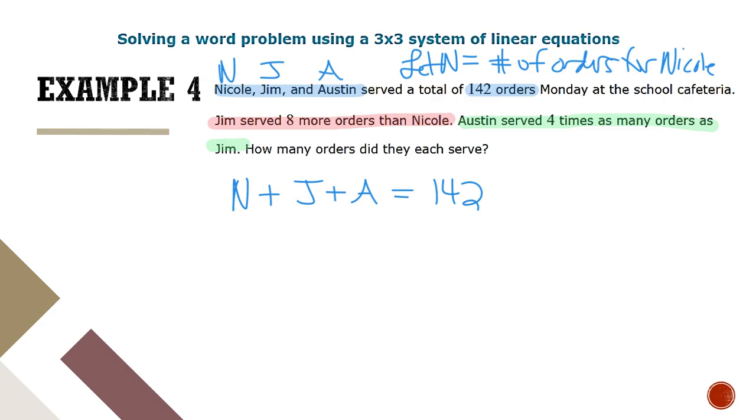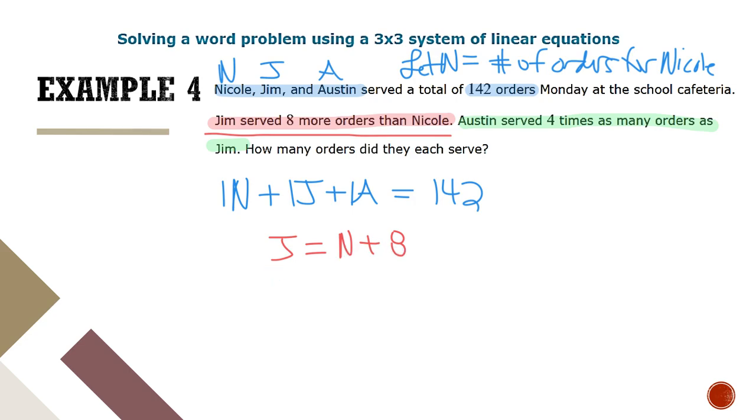Just remember, there is a coefficient of 1 in front of all of those, which you do not have to write, but that is just something very useful in some cases. So now the next thing is looking at "Jim served 8 more than Nicole." So Jim is in fact Nicole plus 8. He has 8 more than Nicole, so Nicole plus 8 is 8 more, and that would be my equation here.